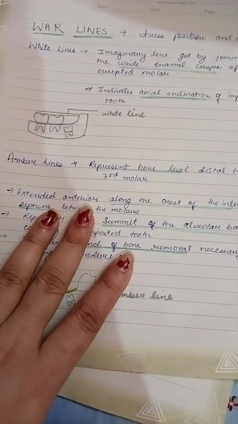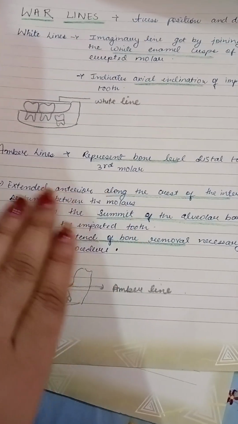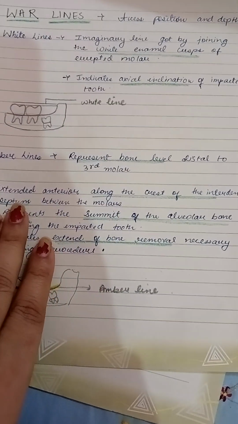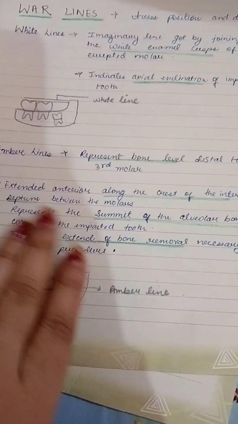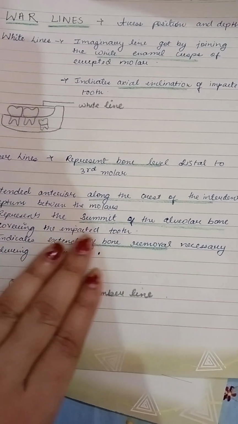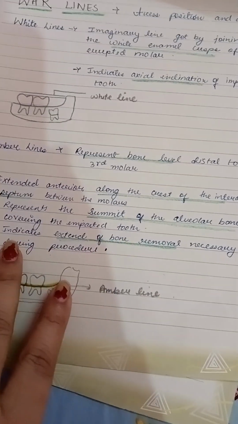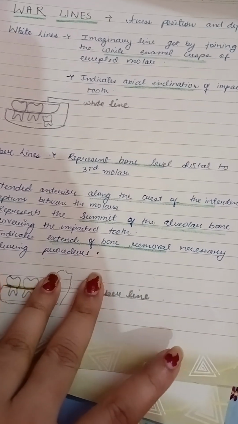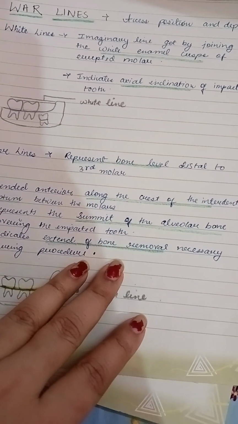Now coming to the amber line. It represents the bone level distal to the third molar, extended anterior along the crest of the interdental septum between the molars. It represents the summit of alveolar bone covering the impacted tooth, and it indicates the extent of bone removal necessary during the procedure. बोन लेवल रिप्रेजेंट करता है, कितना बोन निकालना है वो बताता है.